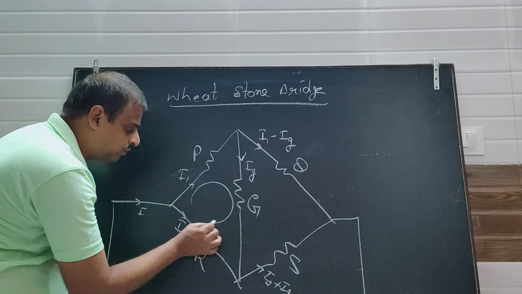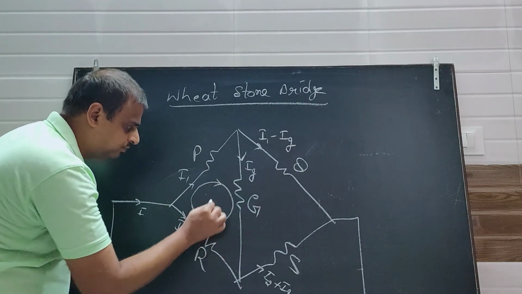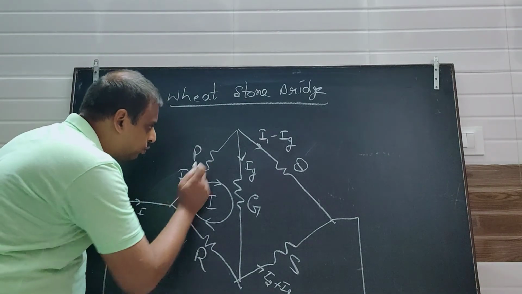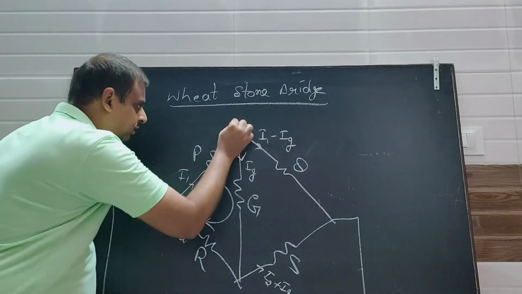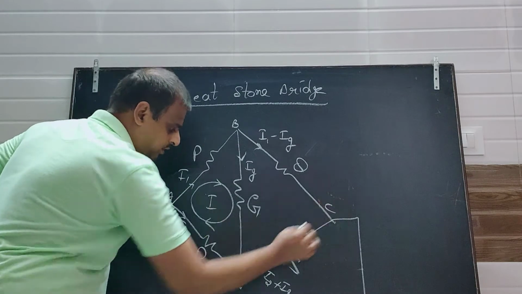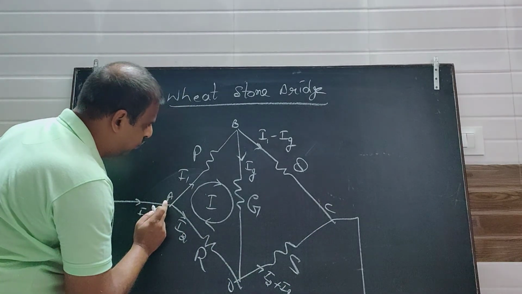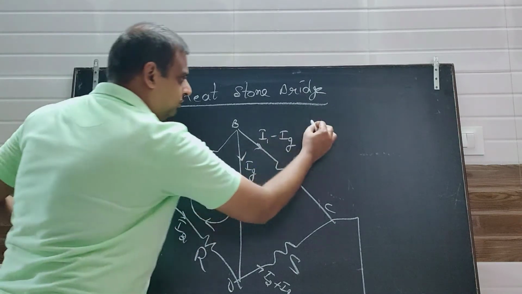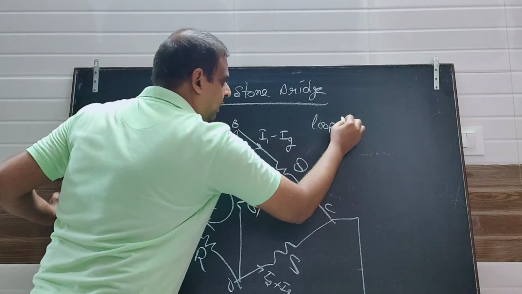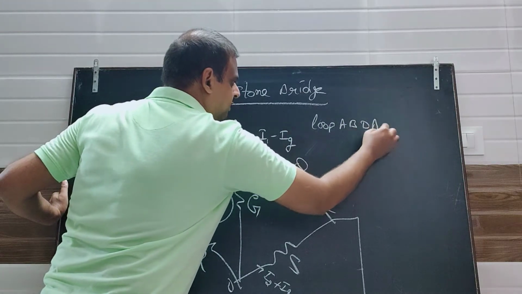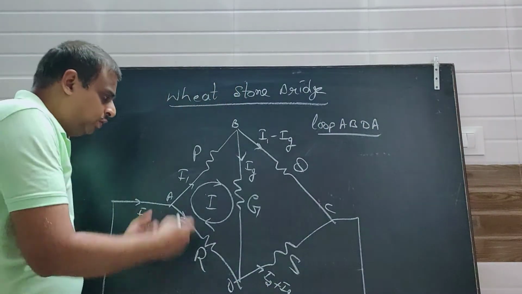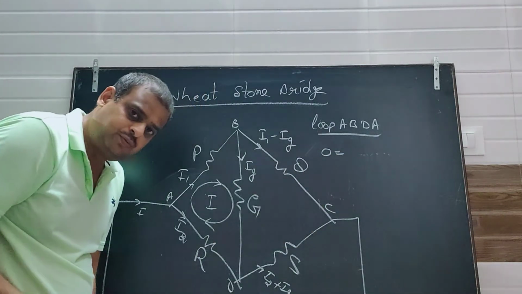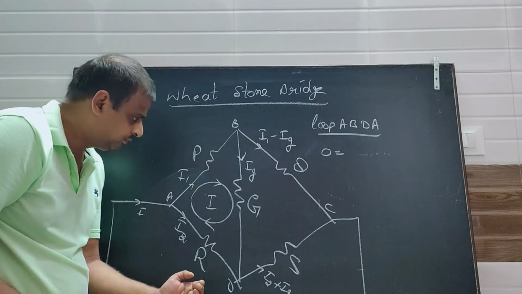I2 and I2 plus Ig. Now use Kirchhoff's voltage law. Let us have this loop A, B, D, A. There is no EMF in this loop, so this is 0.